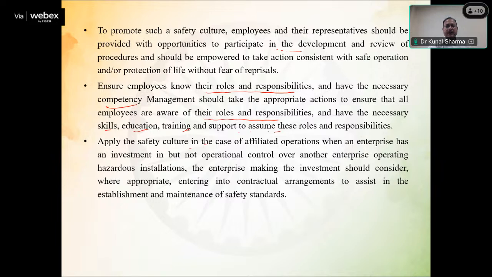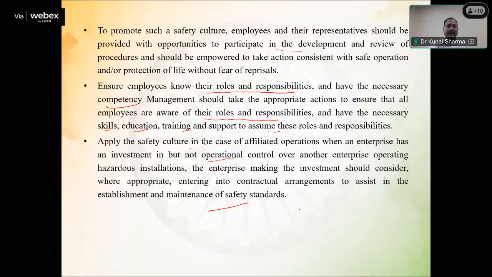Apply the safety culture in case of affiliated operations when an enterprise has investment in but not operational control over other enterprise operating hazardous installations. The enterprise making the investment should consider, where appropriate, entering the contractual arrangement to assist in the establishment and maintenance of safety standard.